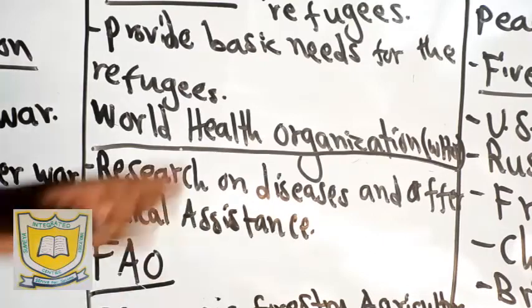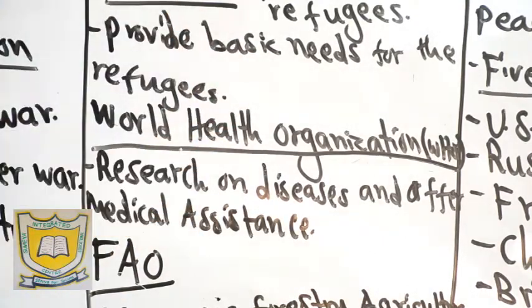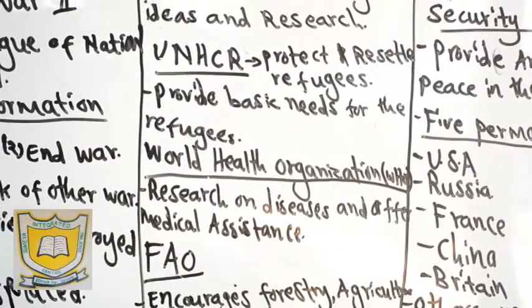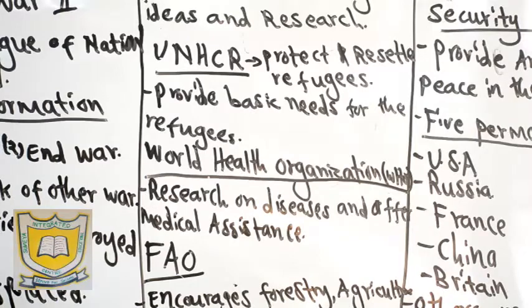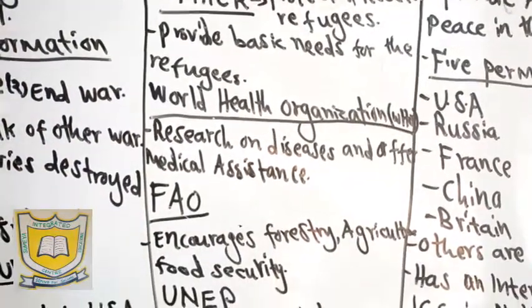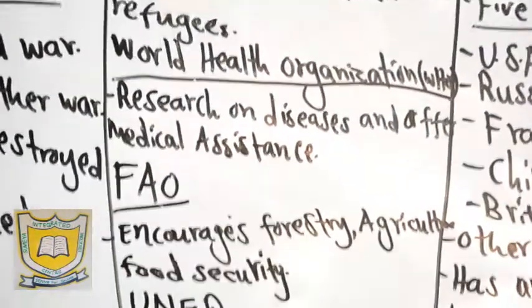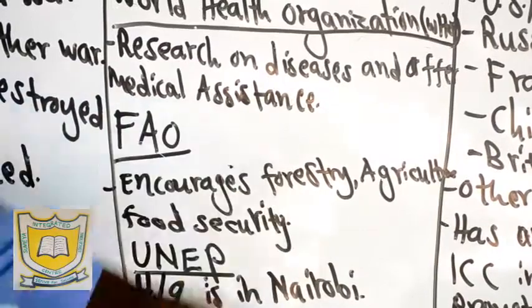We know very well these agents of UN, WHO, or the World Health Organization, is really working hard to come up with a vaccine against the pandemic. So that is the role. Then we have what we call FAO. FAO means Food and Agriculture Organization.